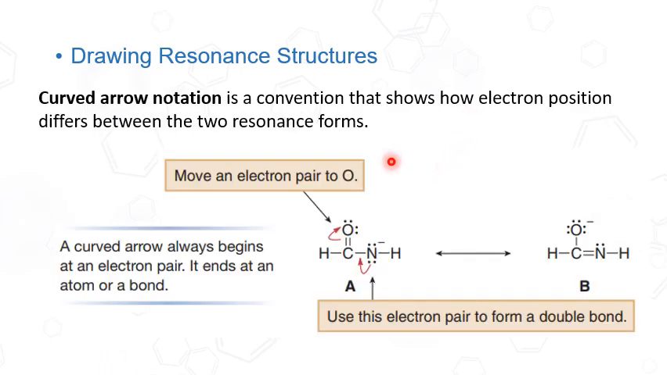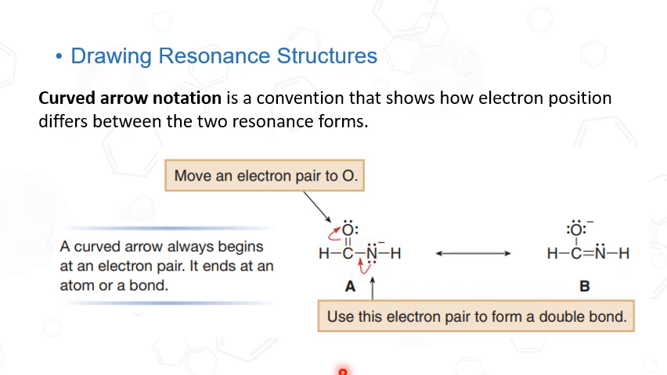Now, for drawing resonance structures, you use the curved arrow notation. This is just a convention which tells you how the electrons are positioned and how they are different for the two resonance forms. A curved arrow, says here, always begins at an electron pair. What does that mean? Electron pair, so it could be a bond or it could be a lone pair.